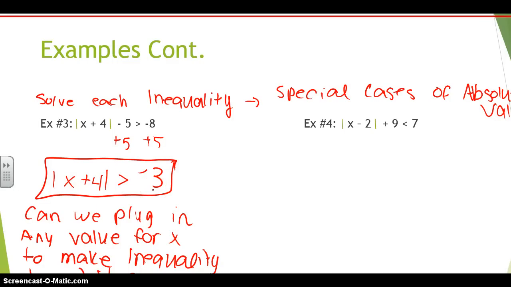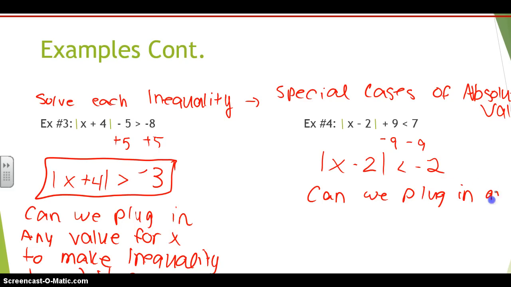Let's look at example number 4. It's very similar, but you'll see just a few different things with this one. Again, we're going to isolate the absolute value, so I'm going to subtract 9 from each side. So what I have here is the absolute value of x minus 2 is less than negative 2. Is this a true situation? Can we plug in any value for x to make the inequality true?